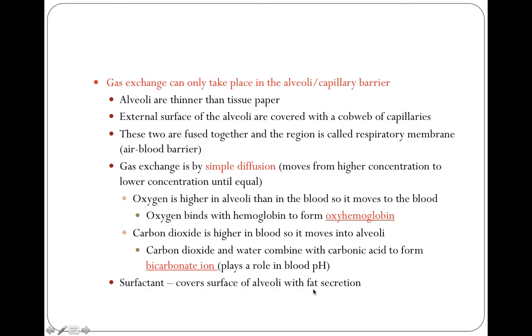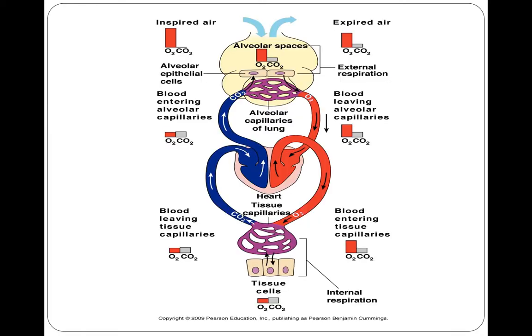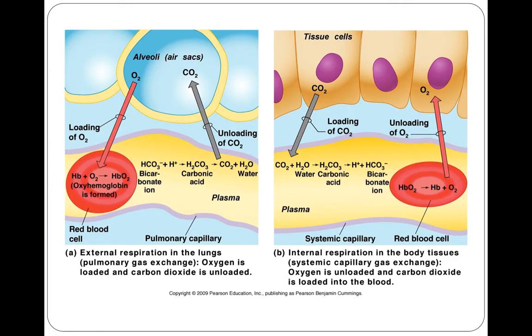Surfactant covers the surface of the alveoli, just keeps it nice and slippery, keeps them soft. So this should look familiar to you. The heart, the low oxygenated blood comes into the heart, goes out to the lungs. We have that exchange, comes back to the heart, and then is shipped out to the body. Here it's showing my oxyhemoglobin and then my bicarbonate. So carbon dioxide is a bicarbonate and oxyhemoglobin is going to be my oxygen. That's how it's carried through the body.